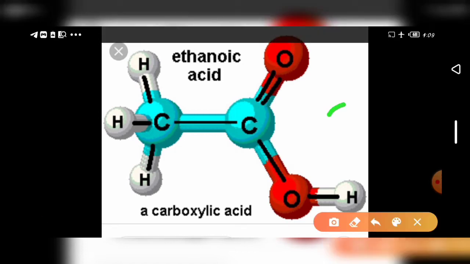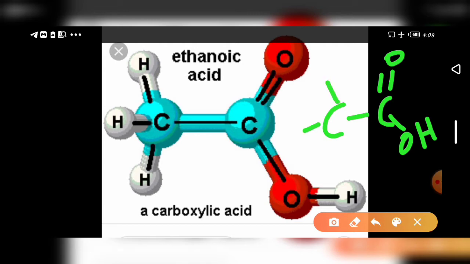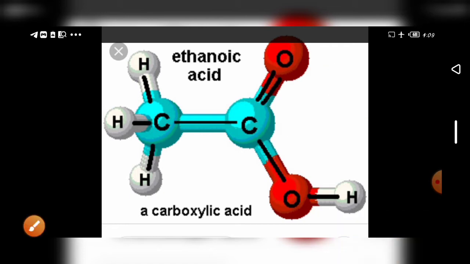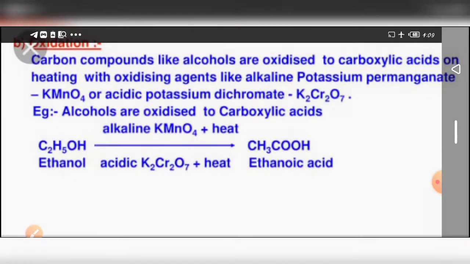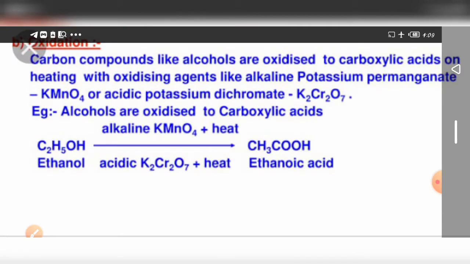See here, the structure you draw is like this: you give a double bond, OH, and the fully hydrogen-bonded carbon. That's all. So this is the structural formula, and the normal formula is CH3COOH. Next, the common name of ethanoic acid is acetic acid. Okay, how will it be manufactured?